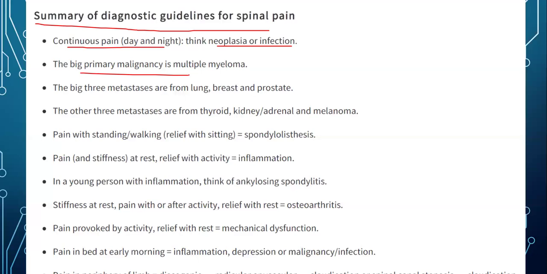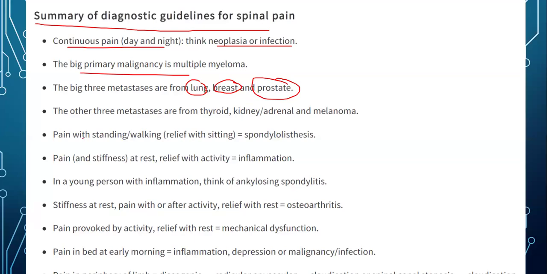The primary malignancy of the vertebra is multiple myeloma. Okay, but multiple myeloma is not the commonest cause of cancer in the vertebra. Rather, metastatic cancer is the most common. And the three big metastases are from lung, breast, and prostate.